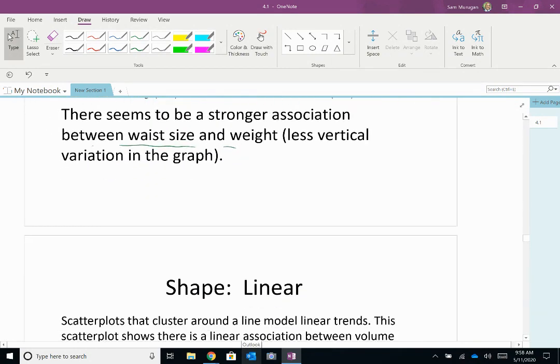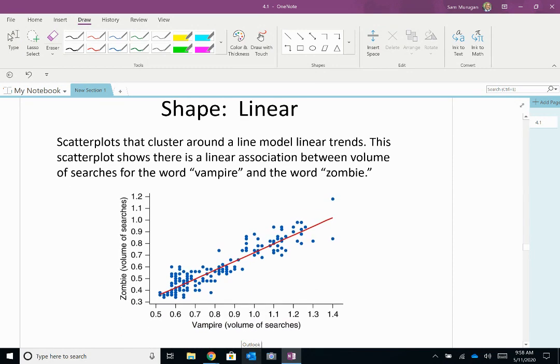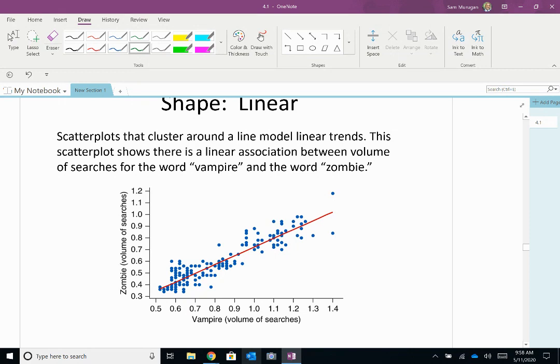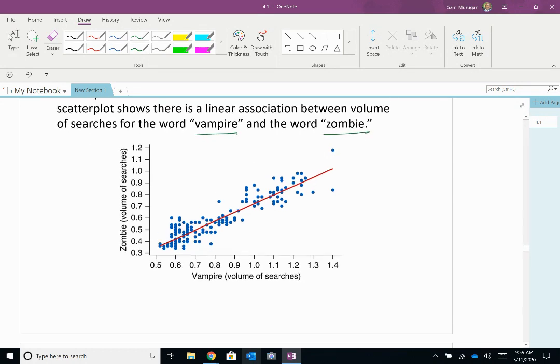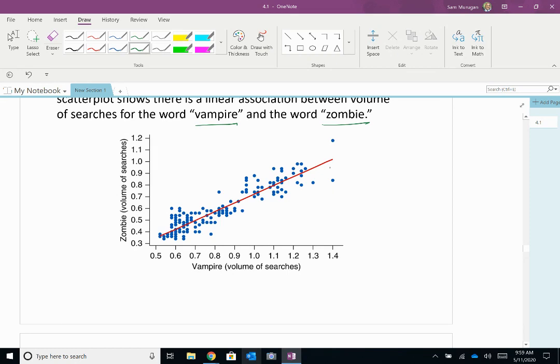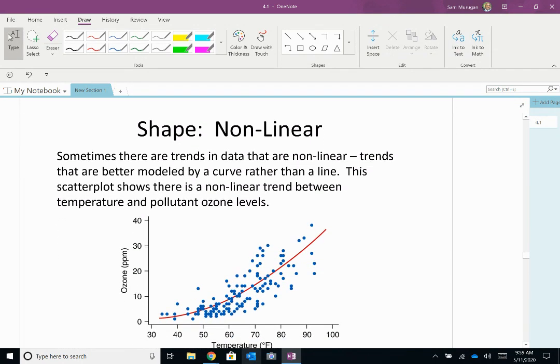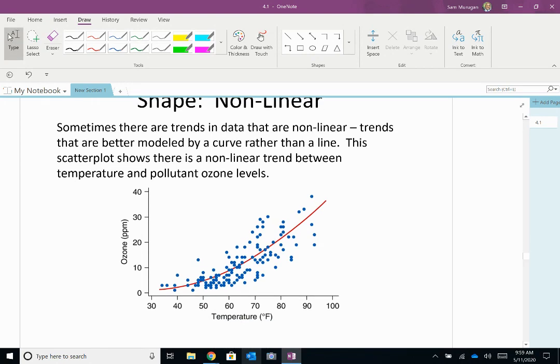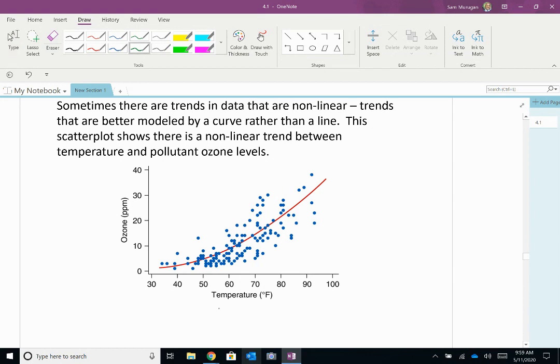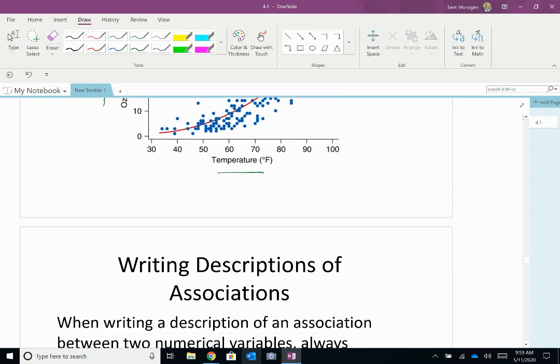Next, we're going to discuss the shape. Scatter plots that cluster around a line model linear trends. This scatter plot shows that there's a linear association between volume of searches for the words vampire and zombie. Notice you can put a rough line through the points. A nonlinear example would be something like this, where sometimes there are trends in data. This scatter plot shows a nonlinear trend between temperature and pollutant in the ozone levels. It's kind of curving, and you can't really put a straight line to it and feel good about it.